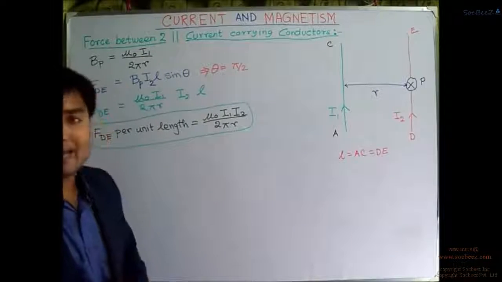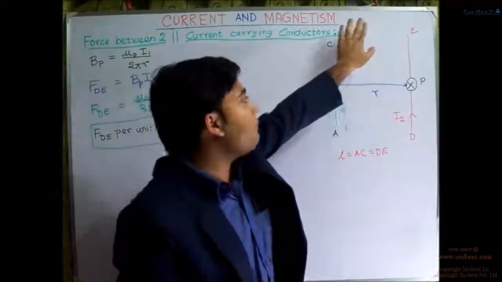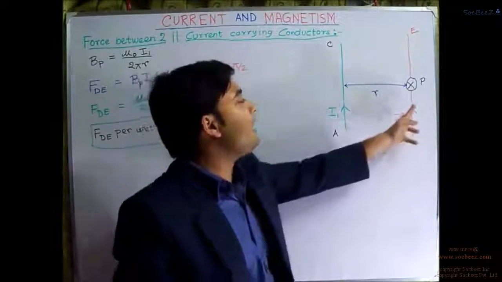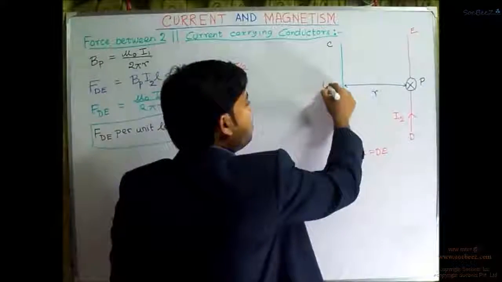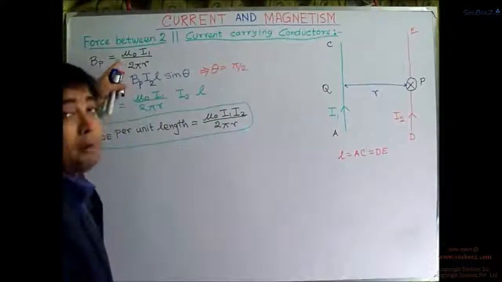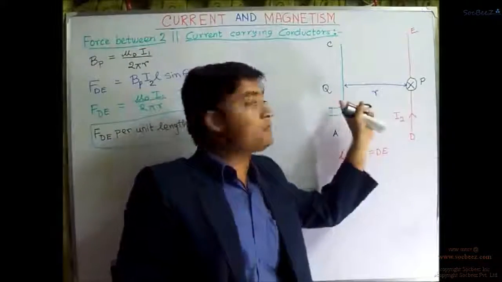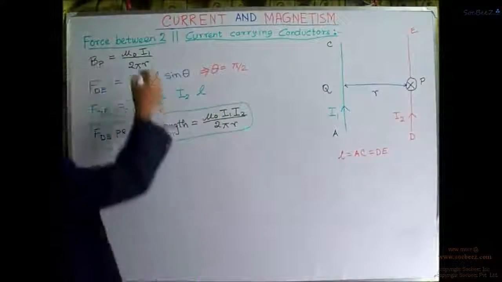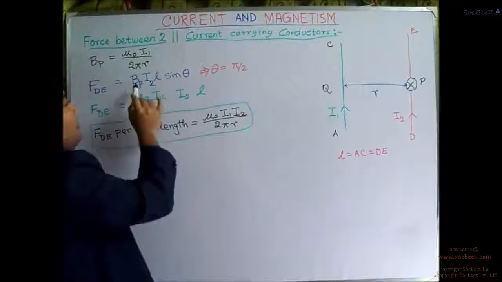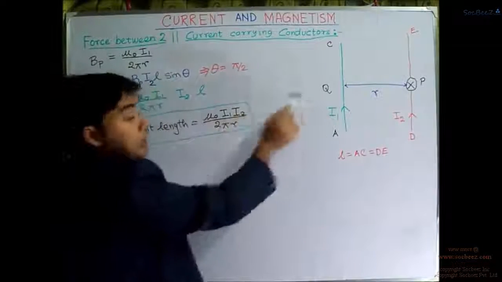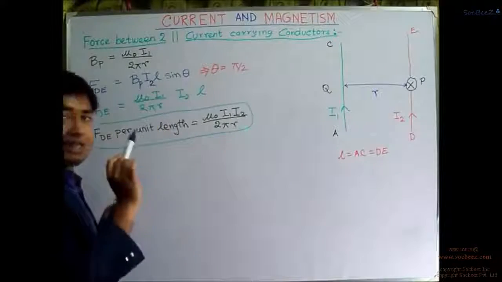Now, for example, if we take the other case, that first of all we take this conductor and forget about AC, we will see that the B which is generated at this particular point, say Q, will be simply equal to mu naught multiplied by this I2 divided by 2 pi R, because R is the distance of separation between P and Q, right? After that, the Lorentz force exerted on AC will simply be equal to BQ multiplied by I1 L sine theta in this scenario.